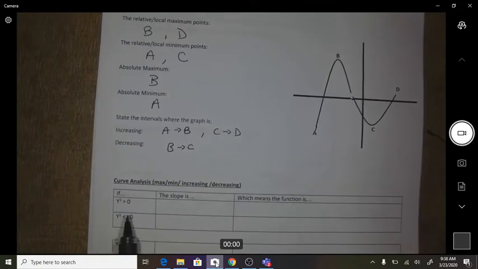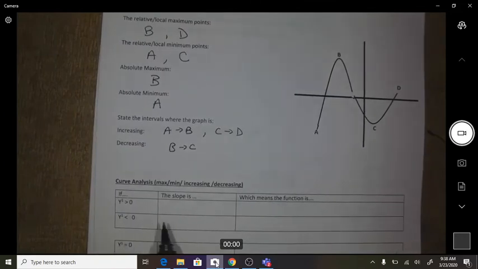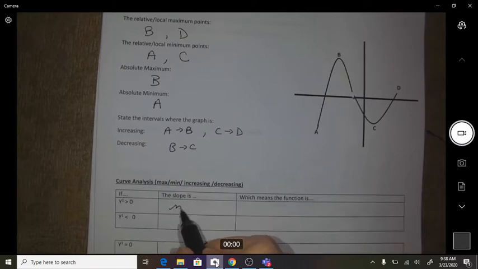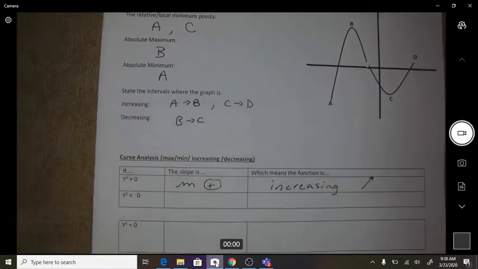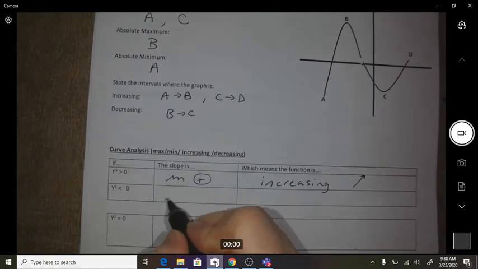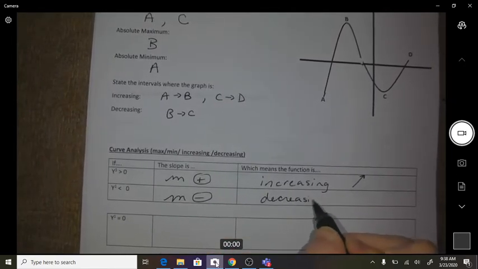Okay, so y prime is our slope. So if our slope is above 0, so the slope is positive, it would mean the function would be increasing. Right? It would be going that way. If our slope is below 0, that would tell us that our slope is negative, our function would be decreasing.